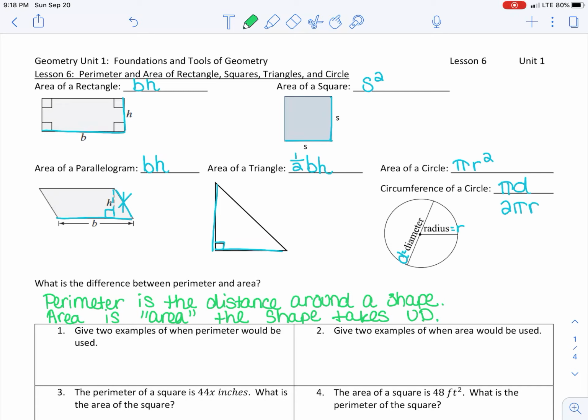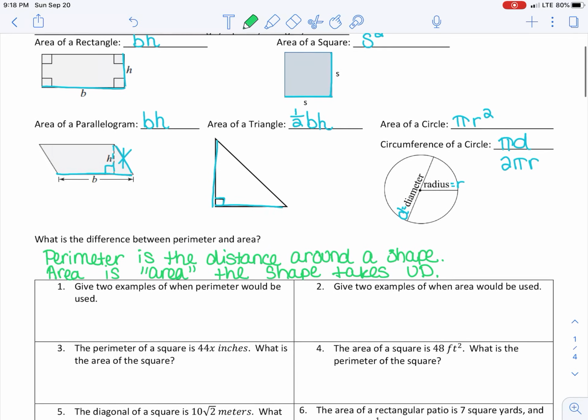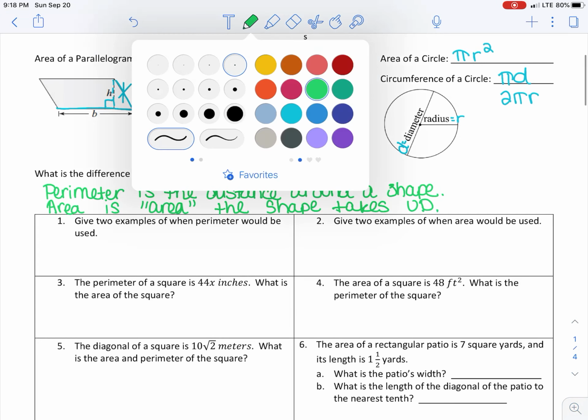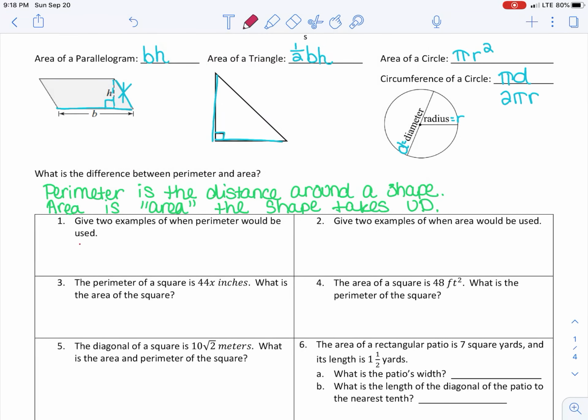It says, give 2 examples of when perimeter would be used. So like using it in real life. I would say a good example of when perimeter would be used is putting up a fence. A fence around a specific area, that would be perimeter. Another perimeter idea would probably be like putting trim, like baseboards up in your house. That would be perimeter.